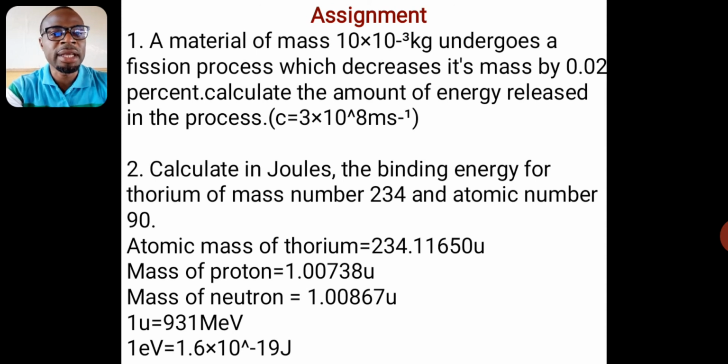Number 2, calculate in joules the binding energy for thorium of mass number 234 and atomic number 90. And we have the atomic mass of thorium there, 234.11650 U, mass of proton 1.00738 U, and mass of neutron 1.00867 U, and 1 U is equal to 931 mega electron volts, and 1 electron volt is equal to 1.6 times 10 raised to power minus 19 joules.